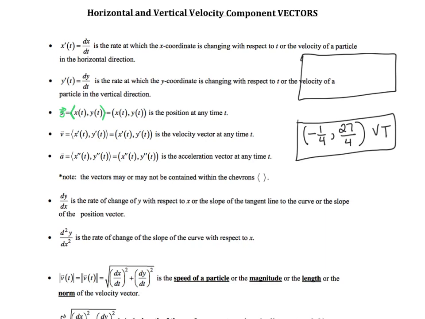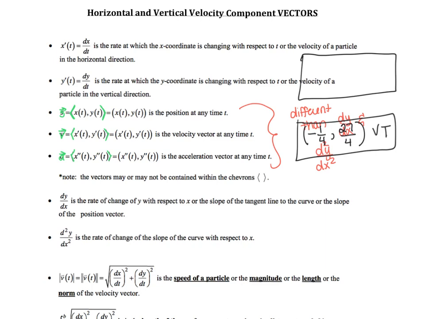Then your derivatives are your velocity vector, which is just going to be x prime of t, y prime of t. And then the second derivative is your acceleration vector, x double prime of t, y double prime of t. Please note that this is different than dy dx and the second derivative of y with respect to x that we started with, that we did back in examples 3 and 4.